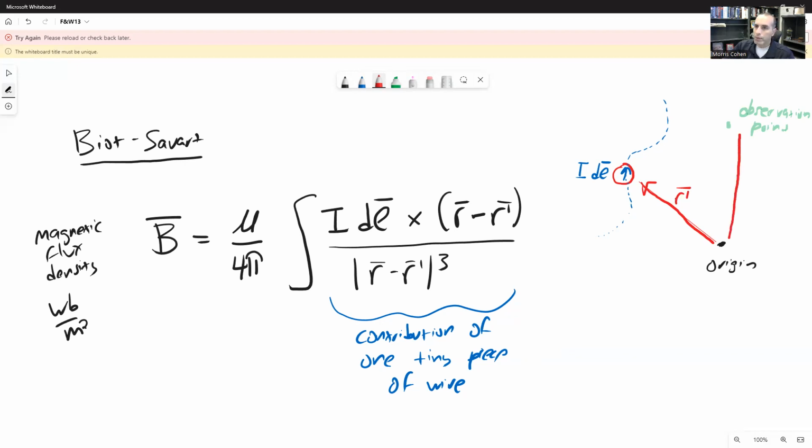The vector r is going to point from the origin to the observation point, in which case there is another vector that goes from the source to the observation point, and that will turn out to be equal to r minus r prime. And so that's what this vector right here is, this r minus r prime. This is a vector from the source to the observation point, or the place where we want to calculate the magnetic field.